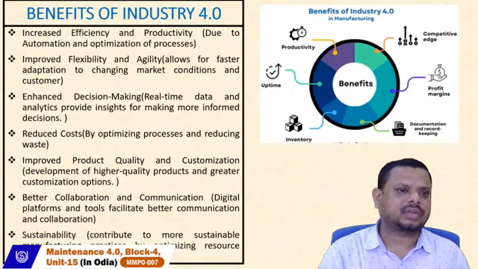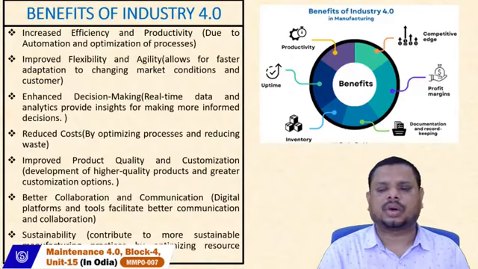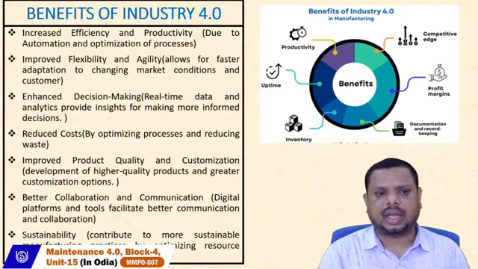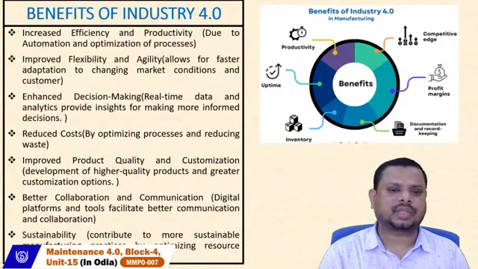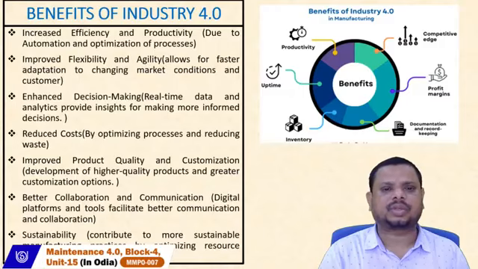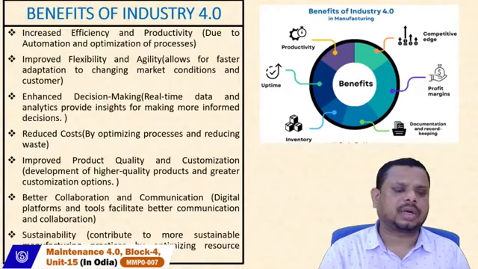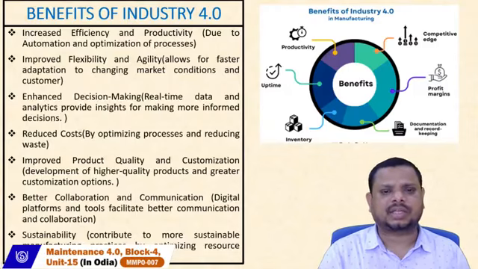The first benefit is increased efficiency and productivity, due to the automation and optimization of processes. The second is improved flexibility and agility, which means faster adaptation to changing market conditions and customers. Let's take the example of Samsung mobile manufacturing versus Nokia. Samsung is very famous for its operating systems, and it is very compatible with Android. But it was very difficult for Nokia in the initial stage.